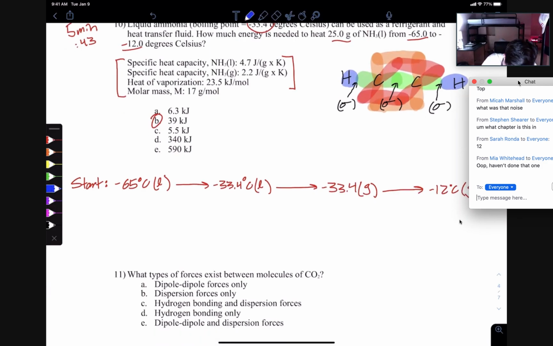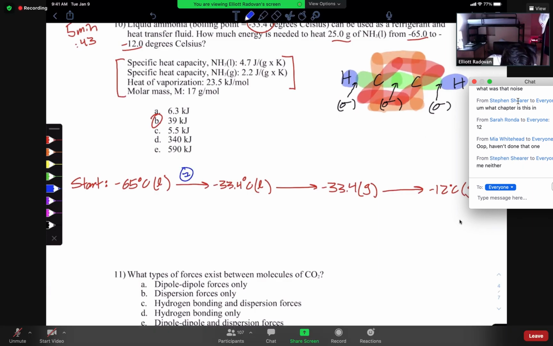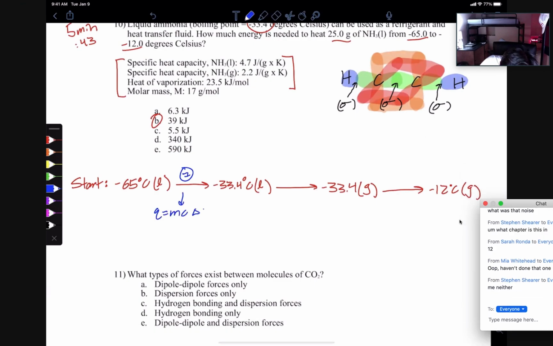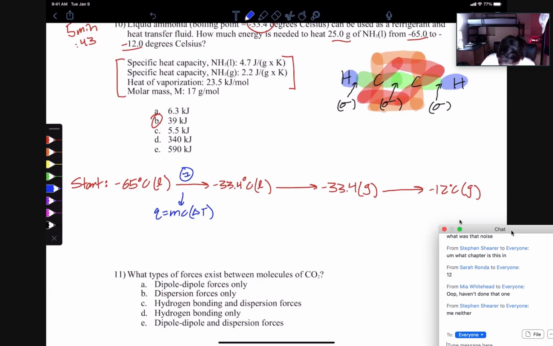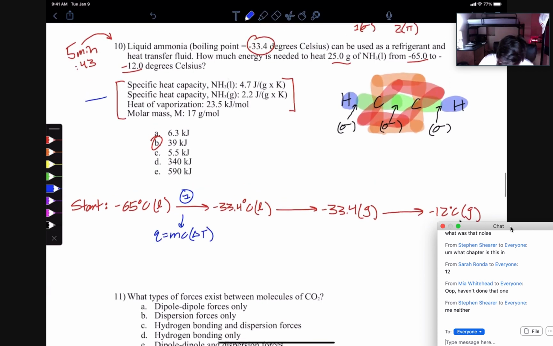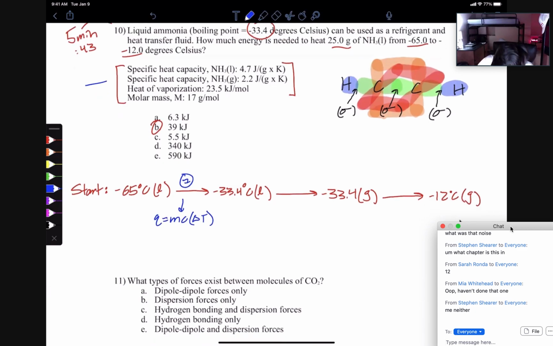So this first step here, we can use Q equals MC delta T, okay? So Q equals MC delta T, because all that's happening is a temperature increase, and we have the mass, we have the specific heat, it's given to us in this box here. We have the delta T because we're increasing from negative 65 to negative 33. So that's good.